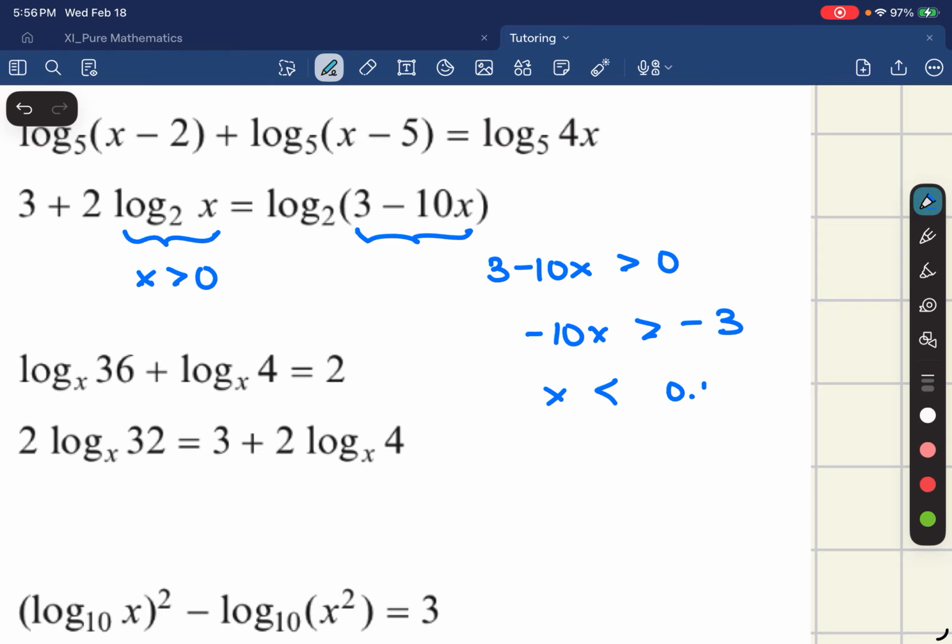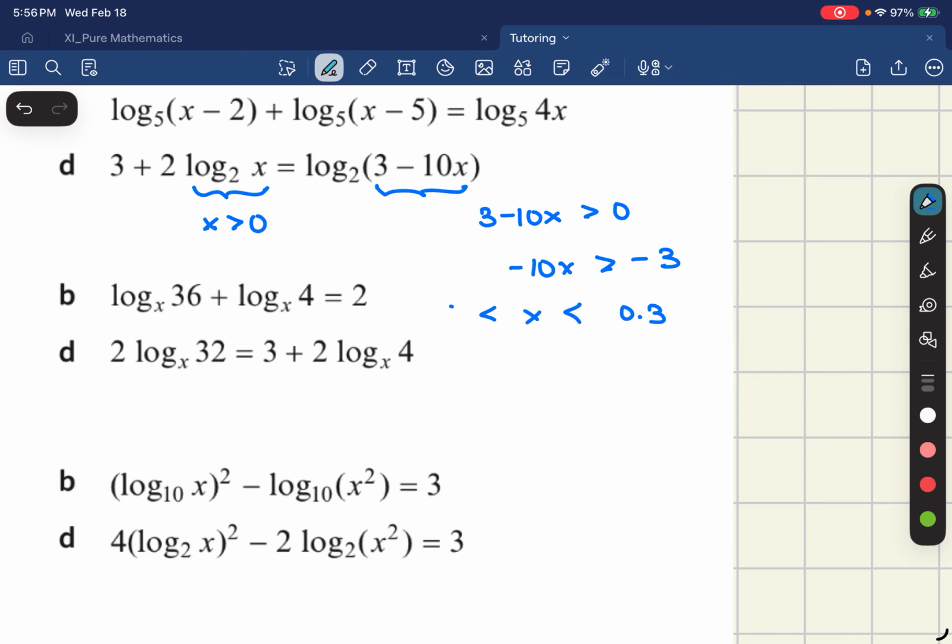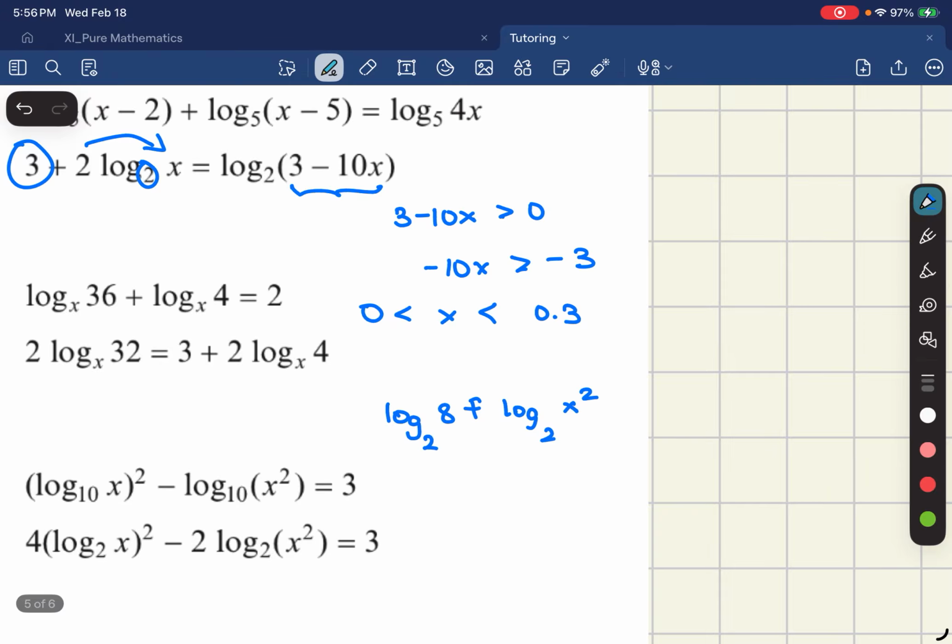So that is something that we want to remember. Bigger than 0, so I can remove this here. And now we can solve our inequality. So 3, I can write it as a log. Because our base is 2, I'll write it as log base 2 of 8, because 8 is 2 cubed. Plus log base 2 of x squared. I'm taking the 2 to the front. And I can simplify this, I can write it as 8x squared actually. And we have log base 2 of 3 minus 10x.